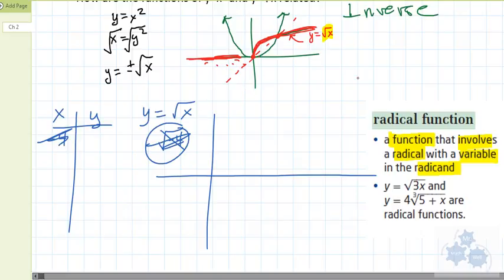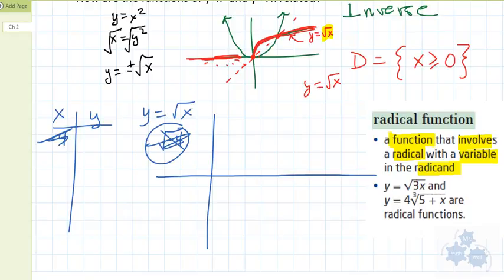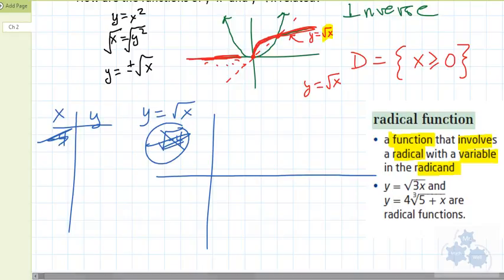So we can actually talk about a domain for y equals the square root of x. What's the domain for y equals square root of x? It has to be x values that are what? Greater than or equal to 0. That's right. See, it starts at 0. It cannot have negative numbers. And this is why. If you plug a negative number under the square root, you have an issue.